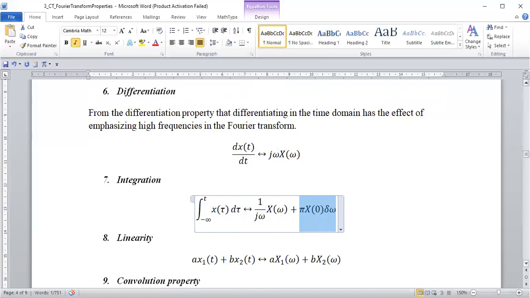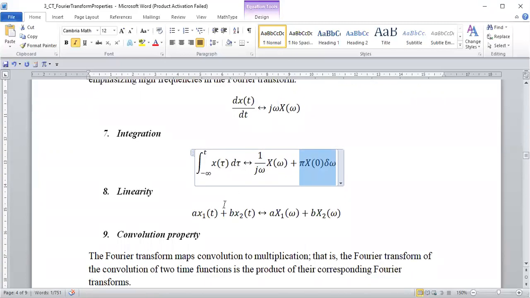The linearity property says that if you have a linear combination given by this representation in the time domain, then the Fourier transform of this representation is simply equal to this, where X1 of omega is the Fourier transform of x1 of t, and X2 of omega is the Fourier transform of x2 of t.